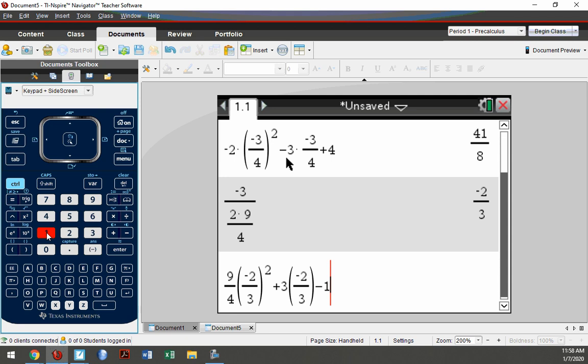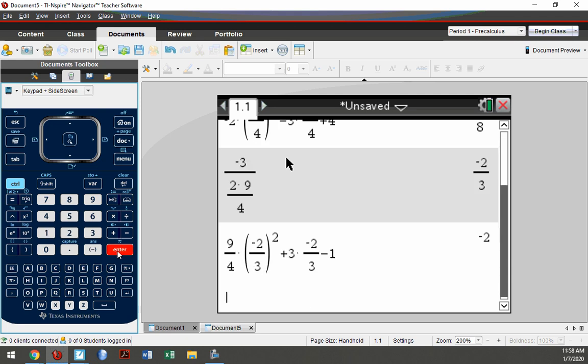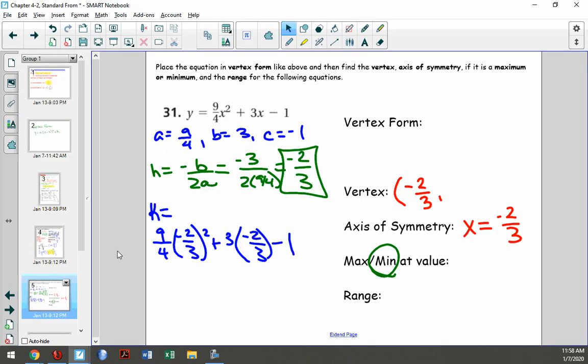It's kind of like a quick copy and paste. Do we all understand that? Do you have to do what I just did? Absolutely not. It's just a shortcut way for you to be able to enter your calculator more efficiently. Okay? Hit enter. And I'm going to get negative 2 as my k value. Negative 2 is my k value.